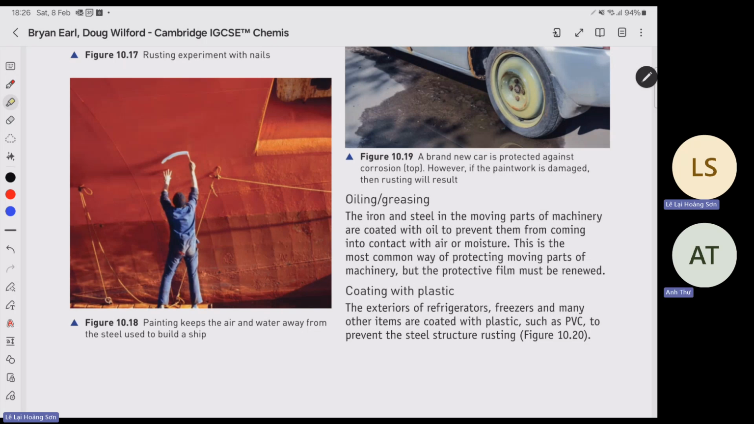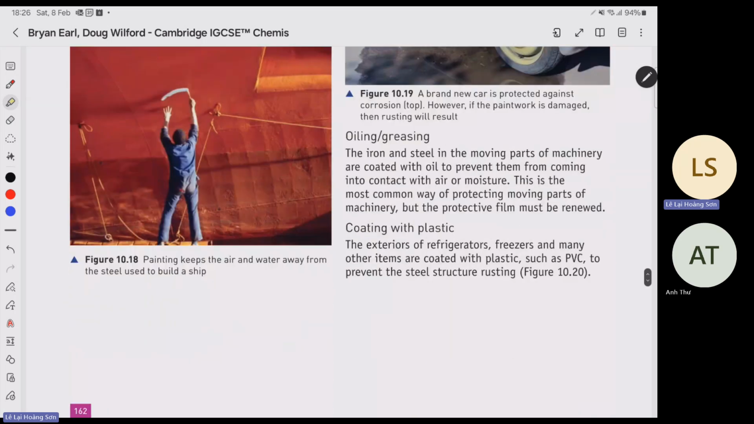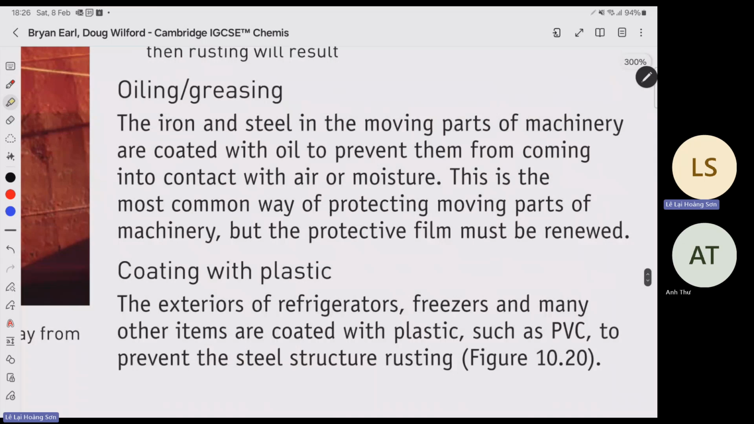For the ship, we actually combine three or four different methods because ships are large and usually made of iron for the whole ship. If you have any kind of damage to the iron in the ship, it will sink the ship. So there are many different methods to prevent rusting for the ship that we're going to talk about later, and this is just one of them. Let's move on to the next one.